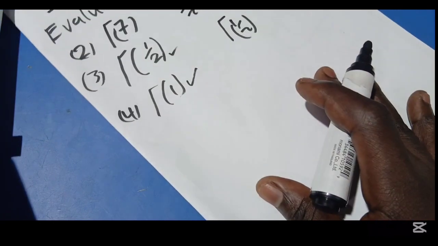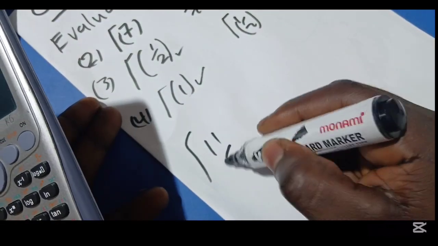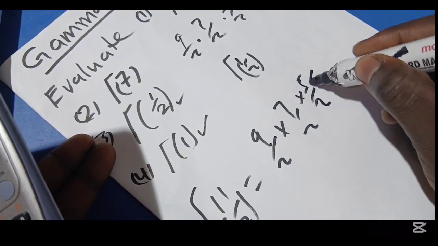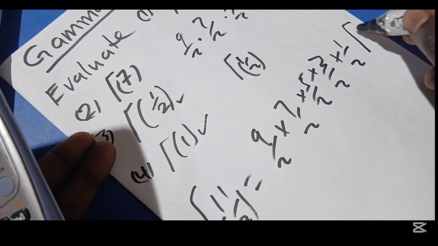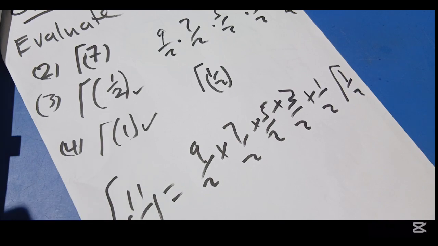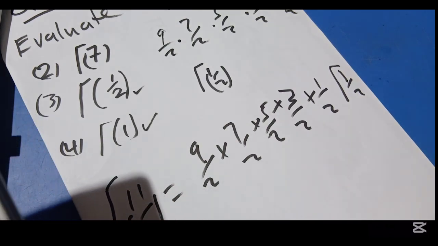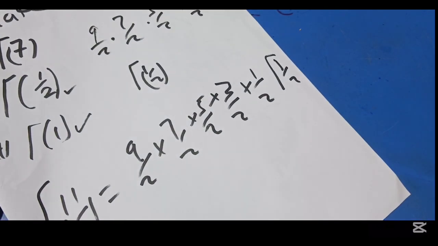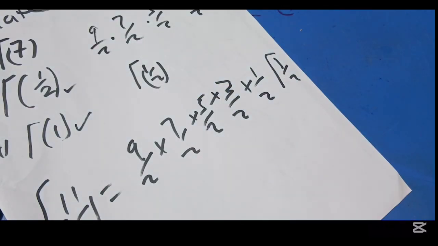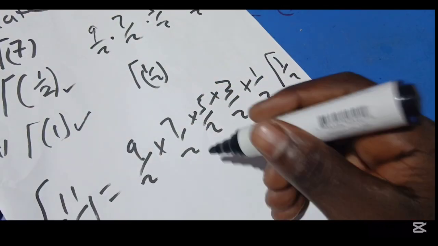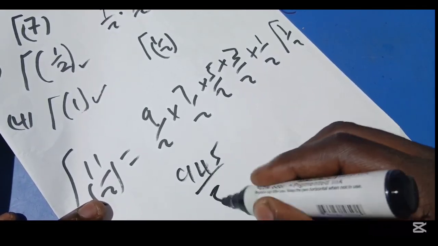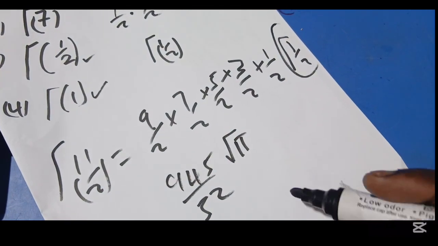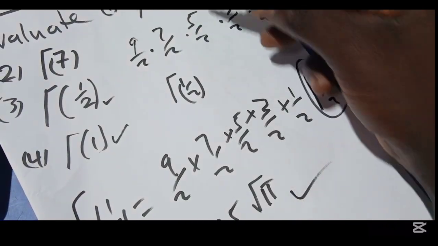So gamma 11 on 2 equals 9 on 2 multiplied by 7 on 2 multiplied by 5 on 2 multiplied by 3 on 2 multiplied by half gamma half. Like I told you, you want to get to a point where you get a constant, or if you go further you get a negative number, then you stop right there. Multiplying all these gives you 945 on 32. Then we know that gamma half is a constant, which is square root of pi. You can definitely use this procedure to find gamma of values like this.